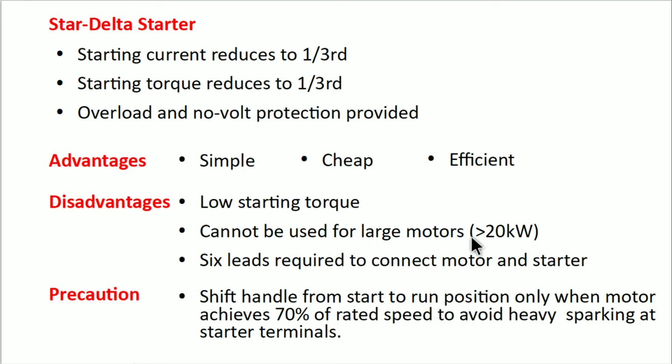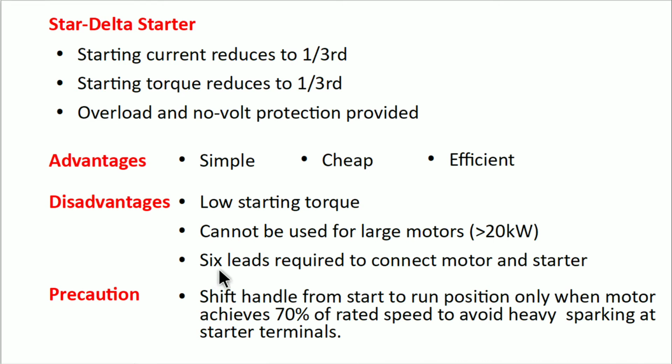large motors. In a large motor the current drawn is very high. For example, if a motor is of 1000 horsepower, it draws a full load current of 1500 amperes. At the time of starting, it will take 5 to 7 times full load current, meaning more than 10,000 amperes. So if it is reduced by 1/3 only, even then the motor will take more than 3000 amperes. So that is not advisable. So we cannot use this starter for large motors.